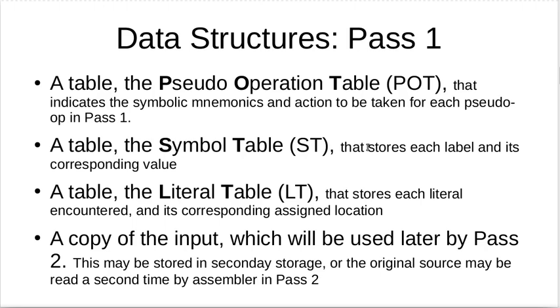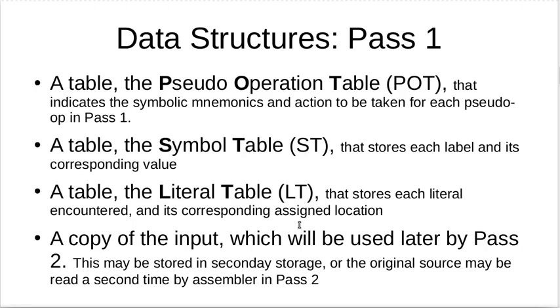There is another table we need, which is known as the symbol table, or ST. The symbol table stores each label and its corresponding value. So whatever labels we have defined, their corresponding value and the label itself are stored in the symbol table. Next we have another table called the literal table, or LT. The LT stores each literal encountered and its corresponding location. The job of the LT is to store the literal and its corresponding location.